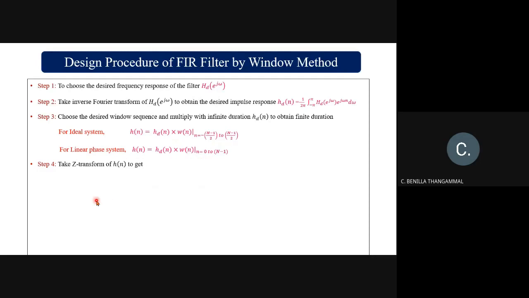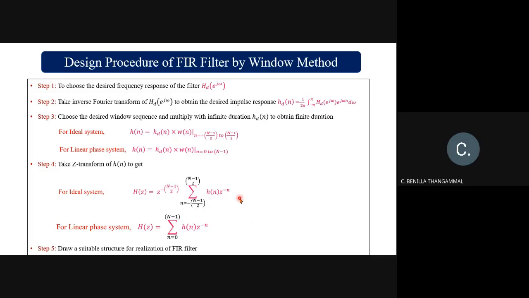Step 4 is to take the z transform to find your transfer function H of z. For an ideal system, H of z is equal to z power (N minus 1) by 2 times summation n equal to minus (N minus 1) by 2 to plus (N minus 1) by 2 of h of n z power minus n, similar to that of the Fourier series method. And for a linear phase system, H of z is equal to summation n equal to 0 to N minus 1 of h of n z power minus n. And step 5 is to draw the suitable structure for realization of the FIR filter.